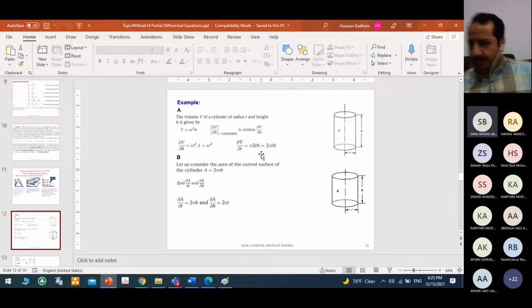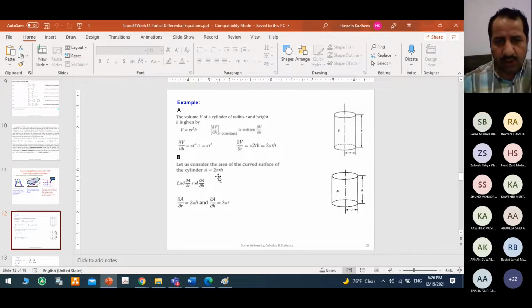Yes, doctor. Great. Now also, if we have the surface area of the same cylinder, which is equal to 2 pi r h. Again, if I want to differentiate with respect to r, I keep 2 pi h constant. I differentiate r, it becomes 1. If I want to differentiate with respect to h, as you can see here, I keep 2 pi r as a constant. So the differentiation of h is 1. So this is what I come up with.